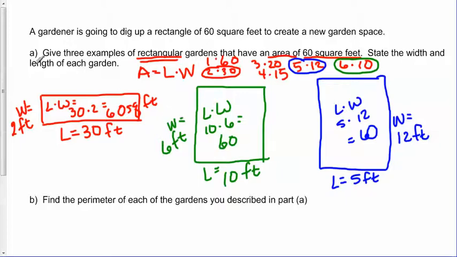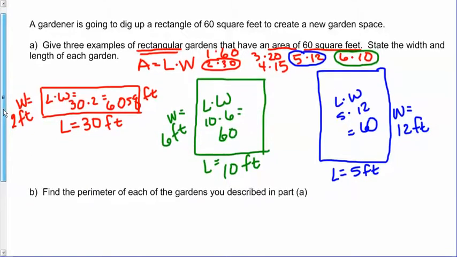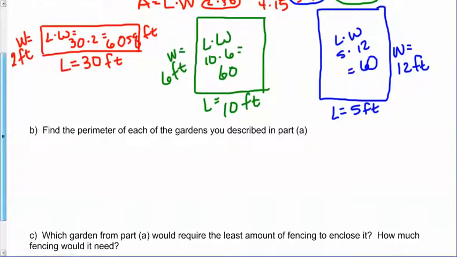So we've satisfied this first part. Now the second part asks us to find the perimeter of each of the gardens that we described. All of these are rectangles. I'm just going to scroll down here. And remember that to find the perimeter of a rectangle, we need to take two lengths, and to that we're going to add two widths. So we're going to use this perimeter formula to determine the perimeter of each one of the rectangles that we just found here.